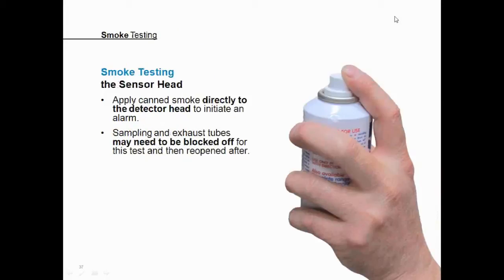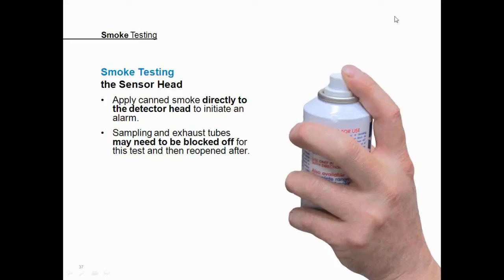Next is smoke testing the sensor head, where canned smoke can be sprayed directly into the detector head in order to initiate an alarm. We always like to mention that it is important to keep in mind when conducting this type of test, it only verifies that the detector will respond to smoke. It does not ensure that your sampling and exhaust tubes have the proper airflow going across them and are functioning properly. So your sensor head may be functioning properly, but in the case of a fire, the detector may not respond as expected because you're not ensuring that you have that proper airflow within the duct smoke detector.